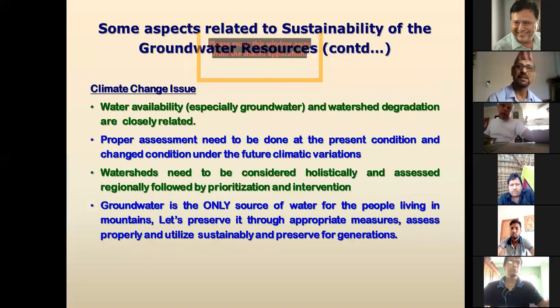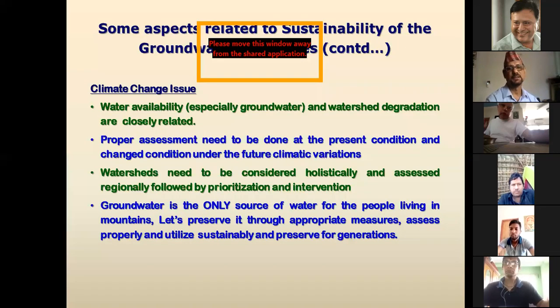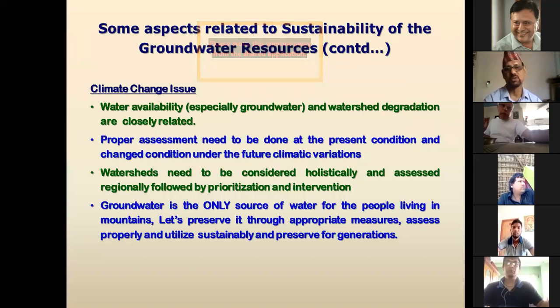And we have to address the climate change issue, because as we can see in so many literatures, water availability will be compromised or degraded in the future, because with climate change, water degradation is expected. That degradation will directly control the total amount of groundwater recharged. And proper assessment needs to be done for the present condition and for the future or changed condition. It means whatever model results are available, we have to utilize those, because the climate change impact will not be the same in all river basins. We have experienced that the climate change impact will be less in some basins and more in others.